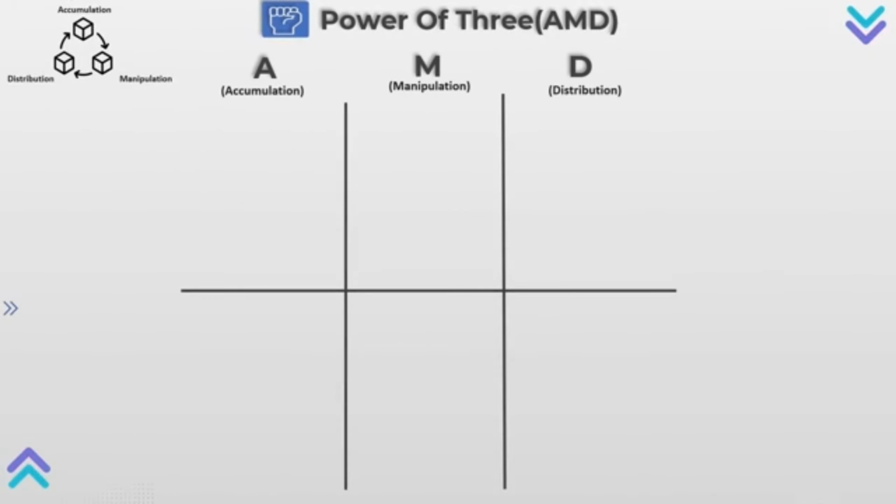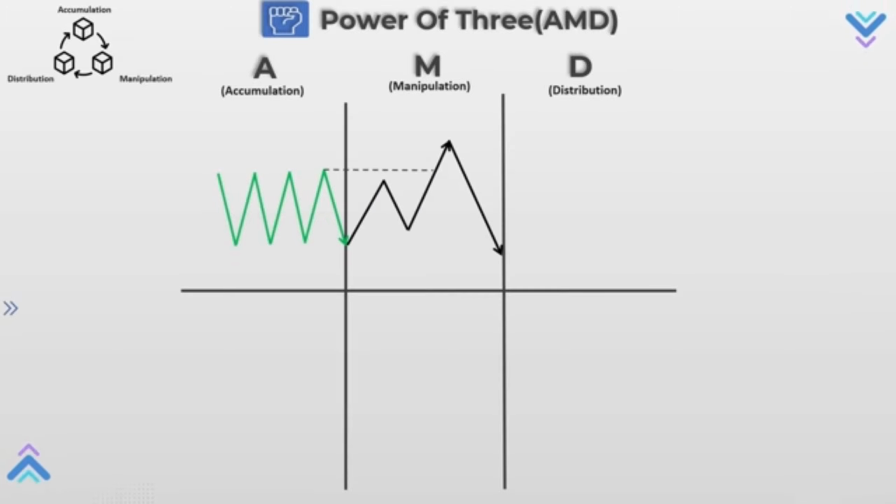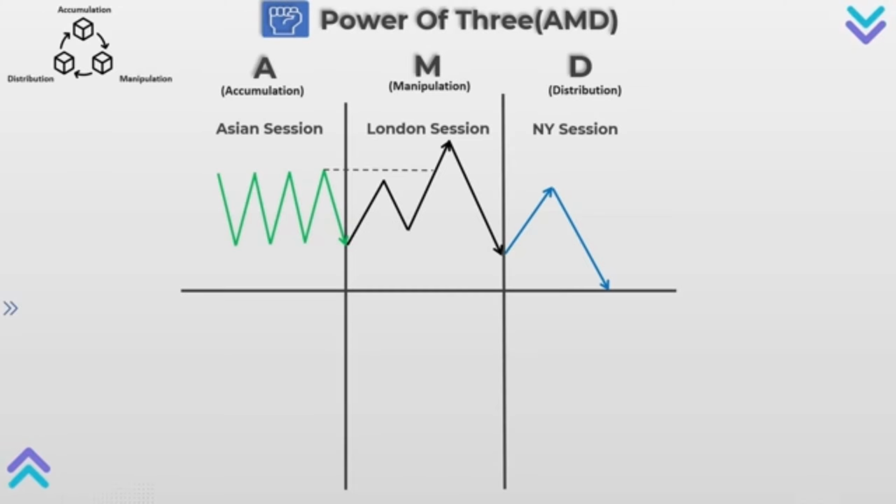Basically, the price goes through an accumulation phase, which is essentially a period of consolidation where the price moves sideways. Then, it manipulates by taking out liquidity. And finally, it distributes within the range that the manipulation created. This is where you should start looking for the typical AMD: the Asian session, the London session, and the New York session. If the Asian session has accumulated, you'd typically expect the London session to manipulate and then the New York session to distribute. But here's a pro tip to keep in mind.